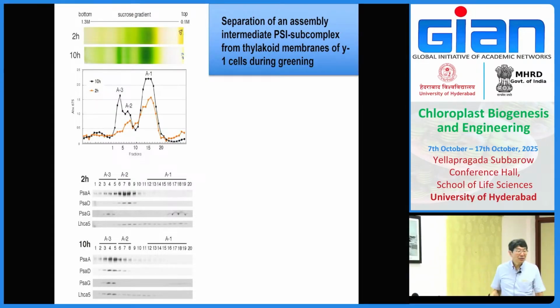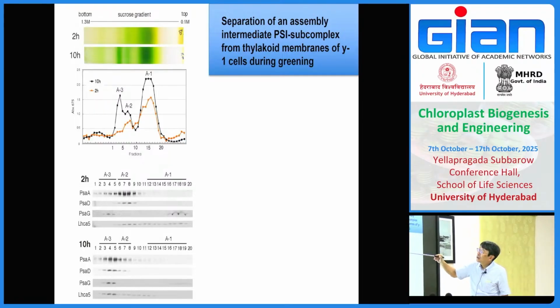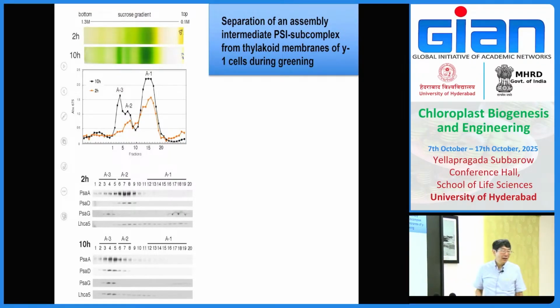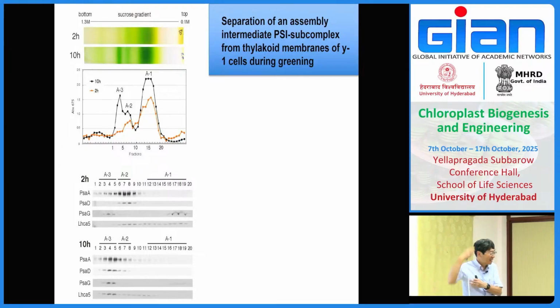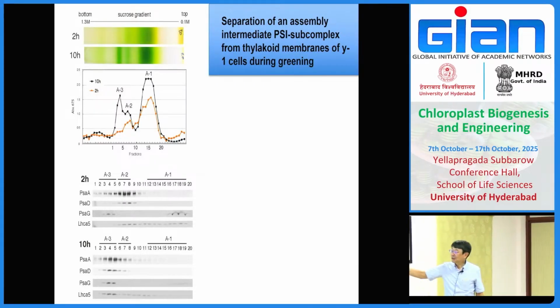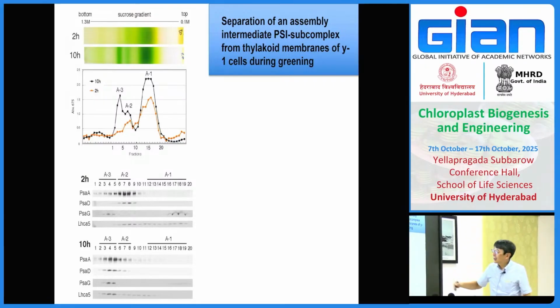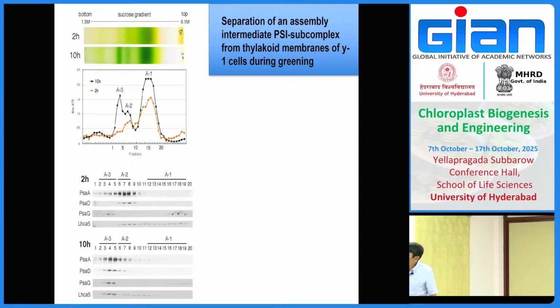But in the 2 hours of illumination, the complex formation was incomplete. We could detect A1, A2, and a very small amount of A3. We call this the peak, and this is the shoulder, after the peak. Then we analyzed the polypeptides from all the fractions by immunoblotting, because the protein was not sufficient. This is the 10 hours and the 2 hours.